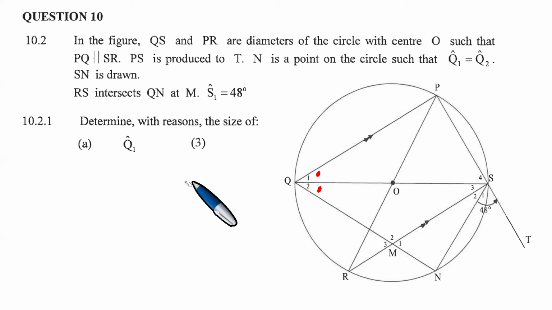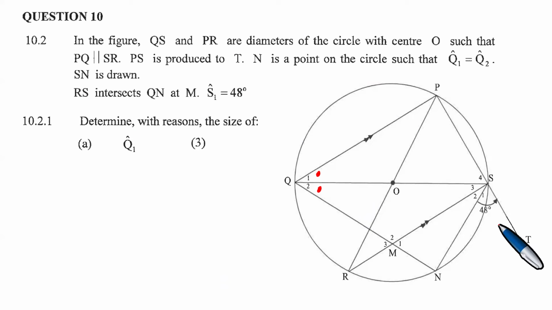We want to find the size of the angle Q1. What is the size of the angle Q1? I know that it is very straightforward, and somebody can find that with ease. First things first, we are able to see something very important here. We know that angle Q1 equals angle Q2. Why? Because it was given there.